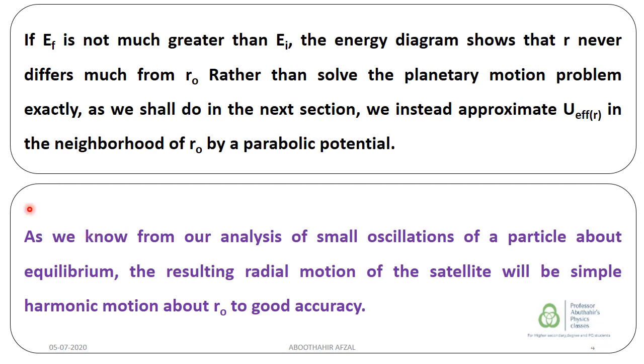In such a case we can solve the planetary motion problem. As we know from our analysis of small oscillations of a particle about equilibrium, the resulting radial motion of the satellite will be simple harmonic motion about R0 to good accuracy.